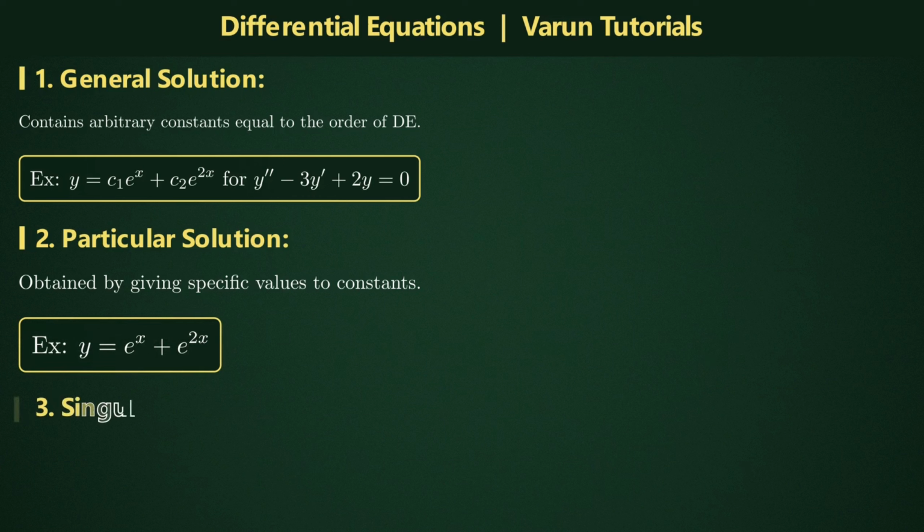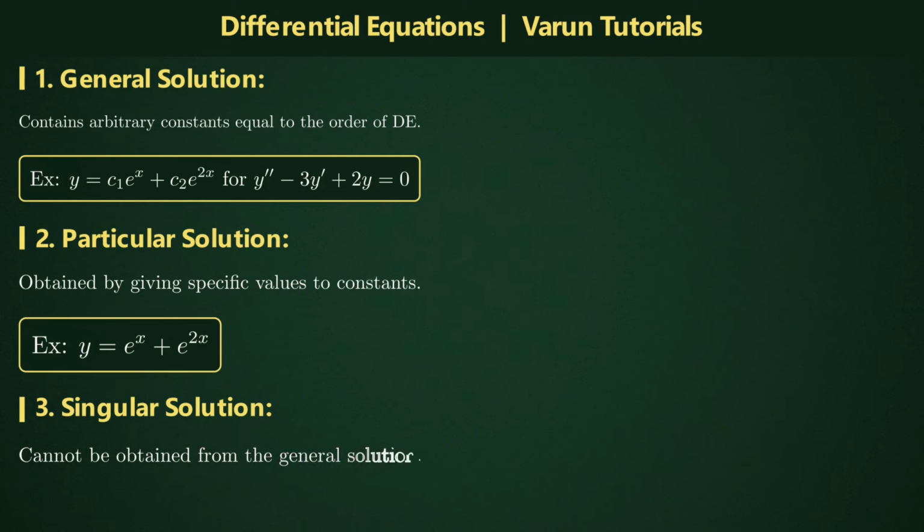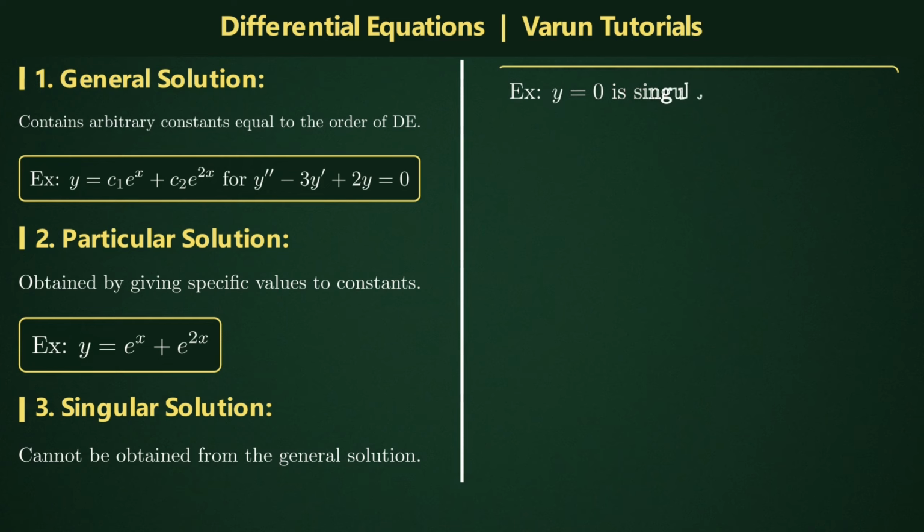The third is the singular solution. A singular solution is a solution which cannot be obtained from the general solution by any choice of the arbitrary constants. For example, y equals 0 is a singular solution of the equation, the square of y prime, minus 4y, equals 0, because it cannot be obtained from its general solution, y equals the quantity, x plus c, squared.